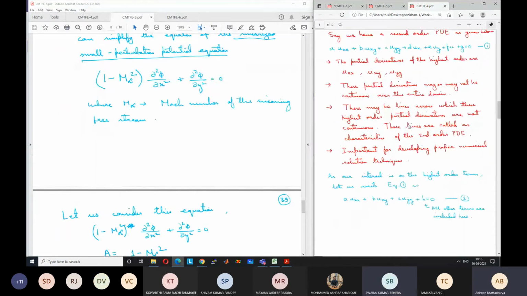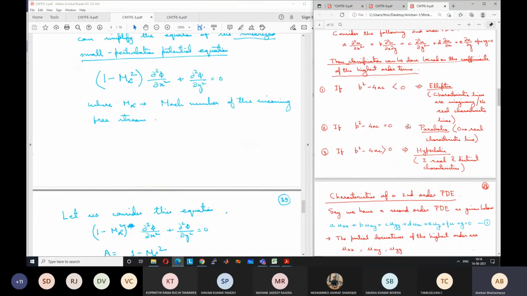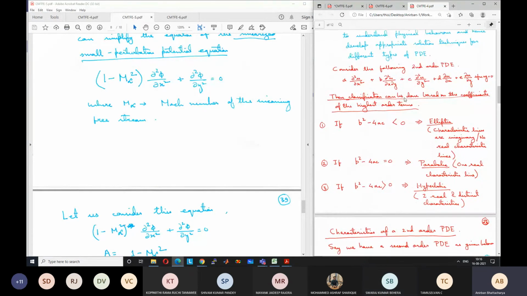This is our general form, right? B square. So if your equation is of this form, B square minus 4AC less than 0 is elliptic, 0 equal to parabolic, greater than 0 is hyperbolic. Okay. So let us see for this case.